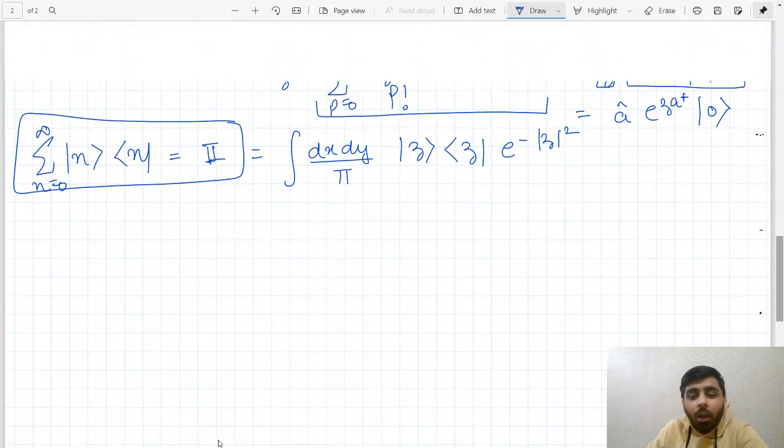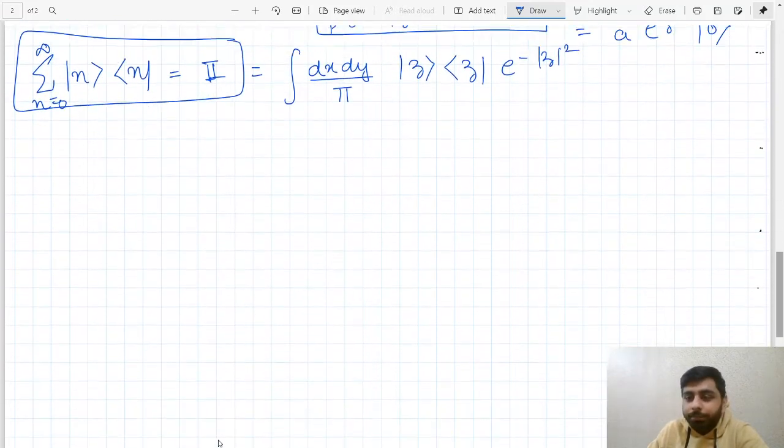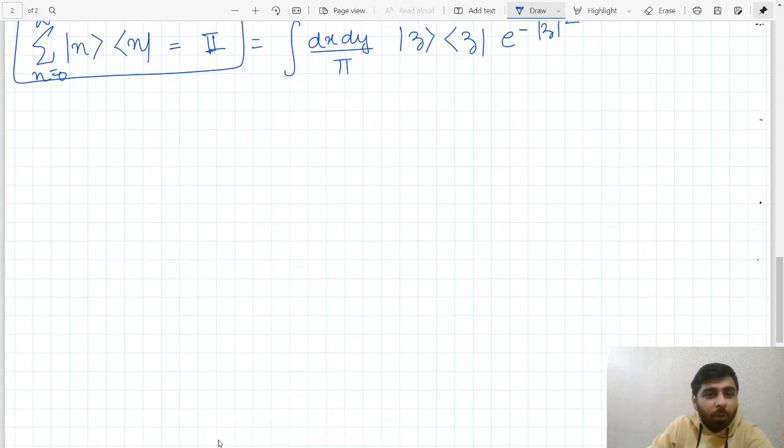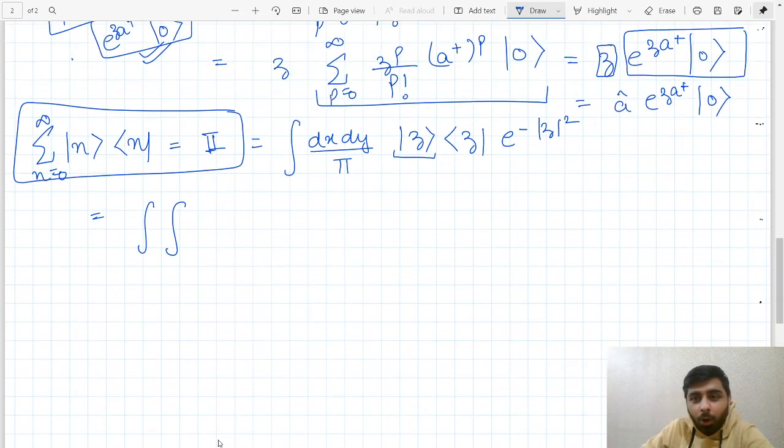Now let's try to prove this difficult looking relation, but we're going to use the trick of polar coordinates, and this will just become very simple. Let us break up this integral into polar coordinates, and let us also write z in terms of Fock states, because we are going to use that later on.